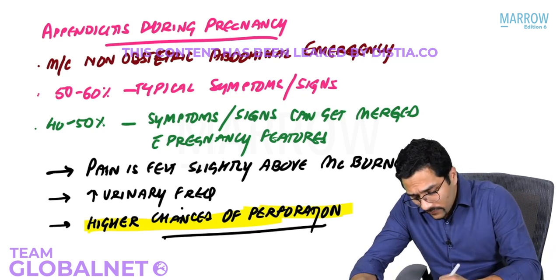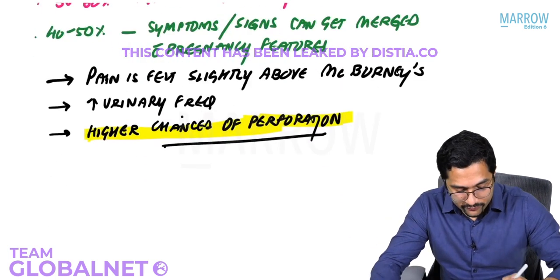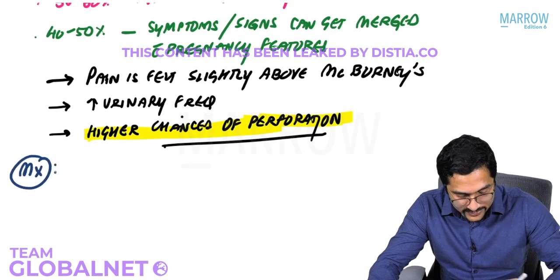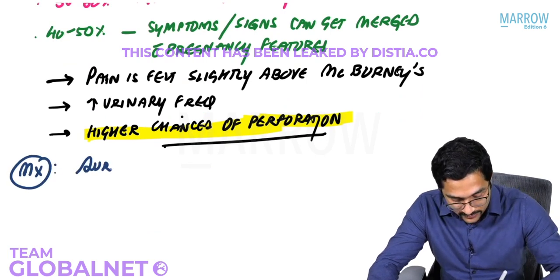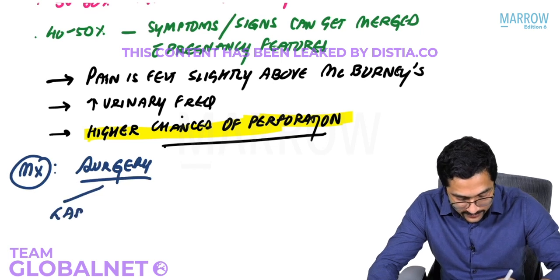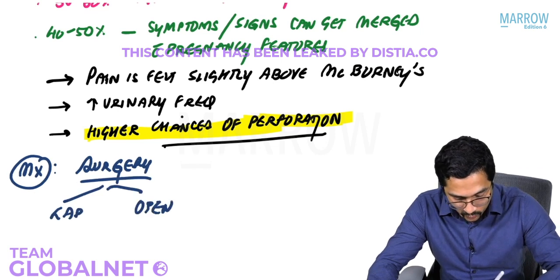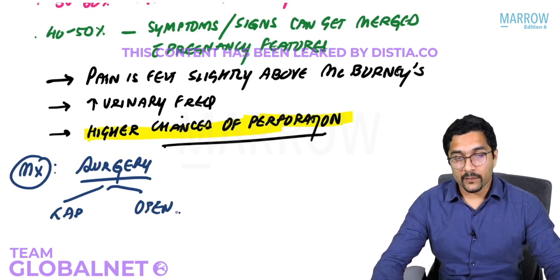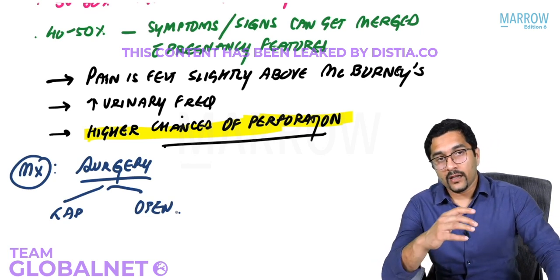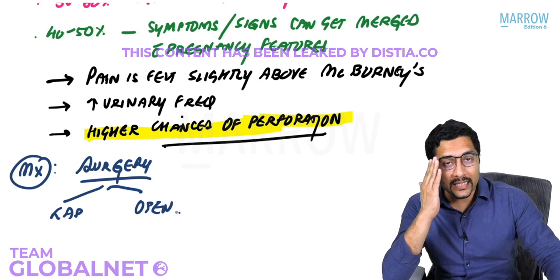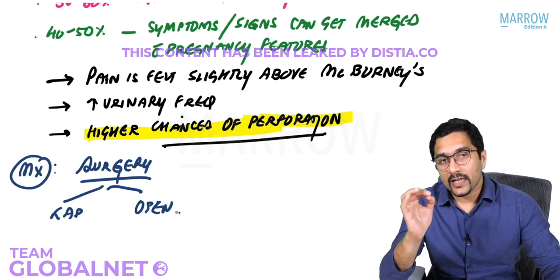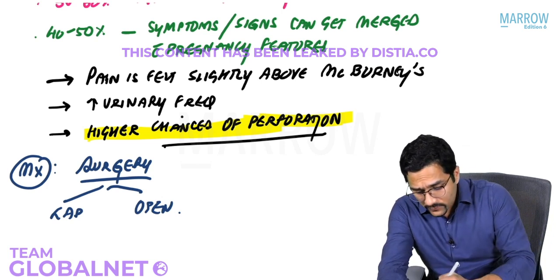Okay. Now, the management of acute appendicitis during pregnancy is, of course, surgery. And surgery can again be lap or open surgery. Yes, lap surgery is also safe in pregnant patients. It has been written in both Bailey and Sebastian that lap appendicectomy can also be done in pregnant patients.